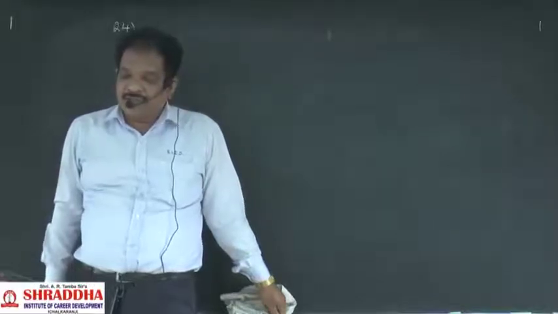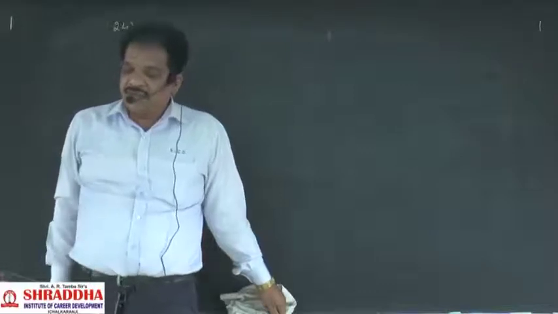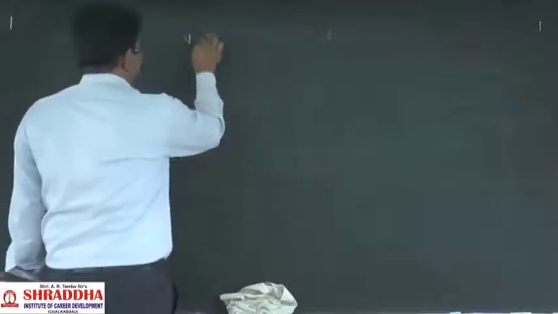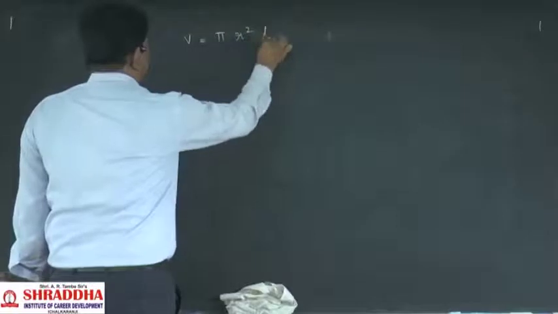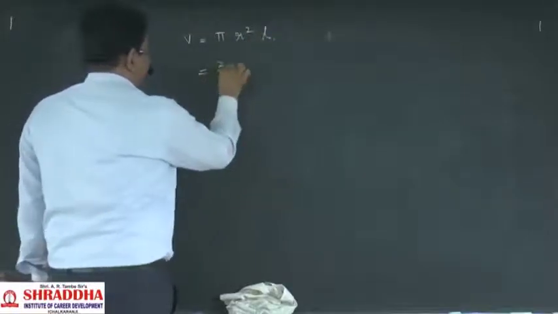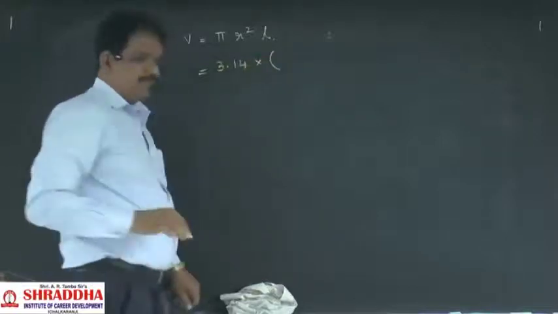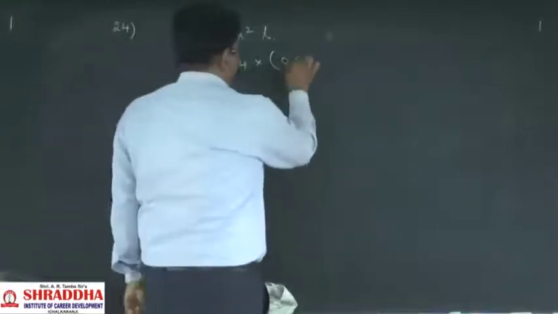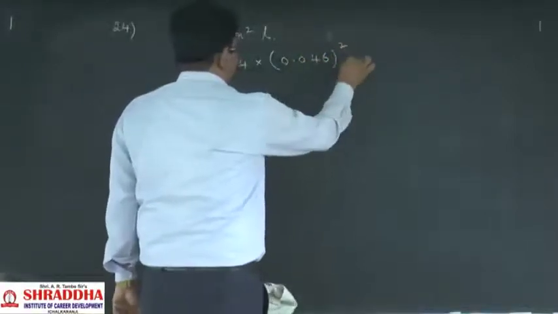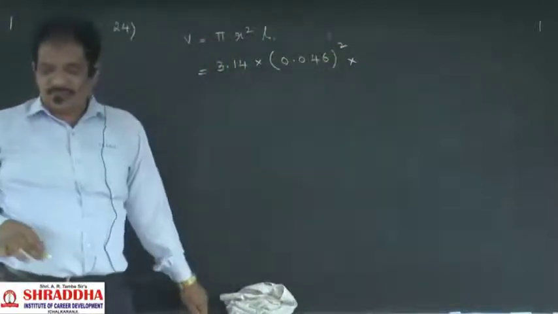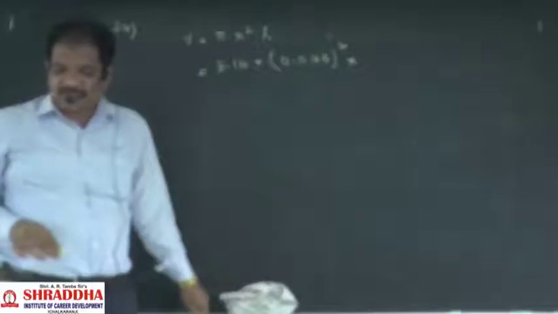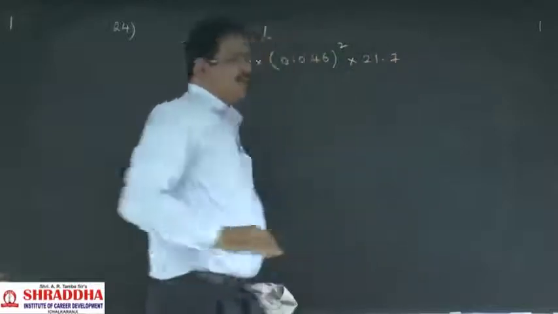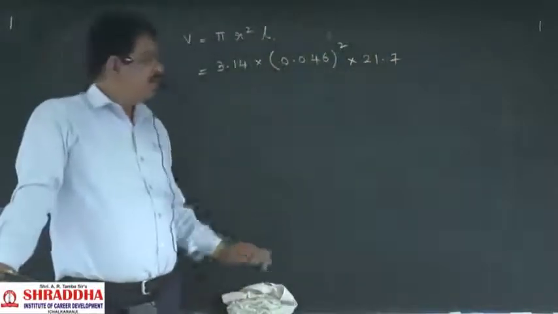Okay. Length is given, radius is given. Find the volume. That is the question. Volume is equal to pi r square L. Volume 3.14, radius value 0.046 whole square. Okay, and the length value 21.7. Do the normal multiplication, no problem.